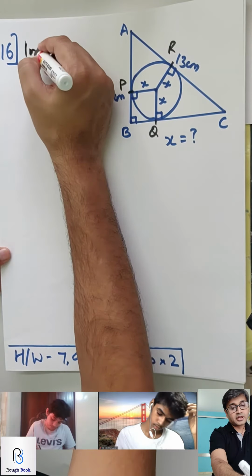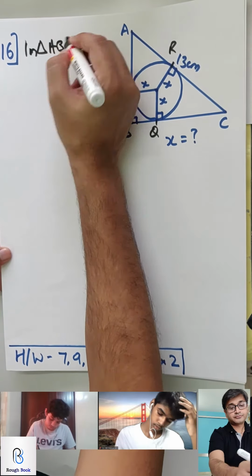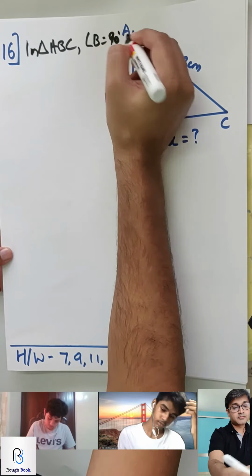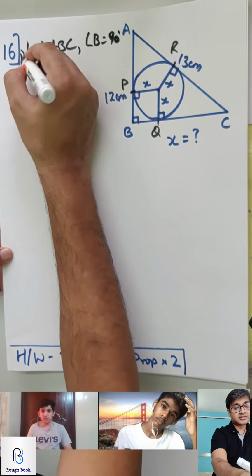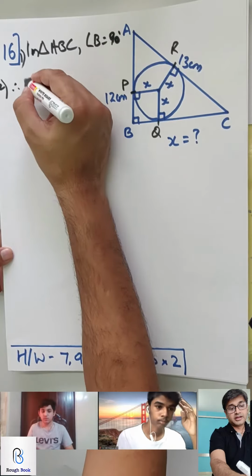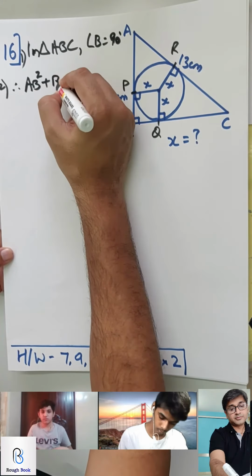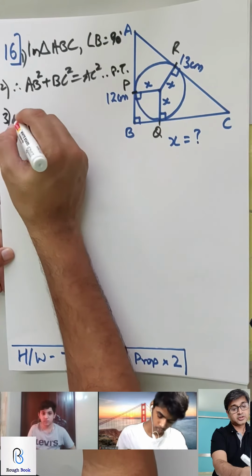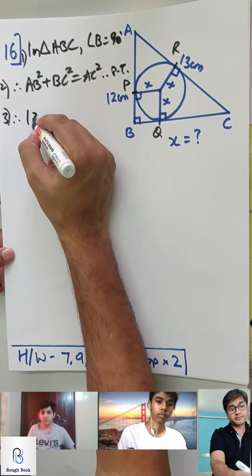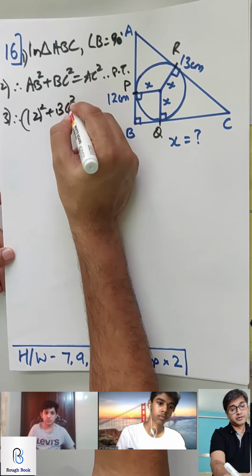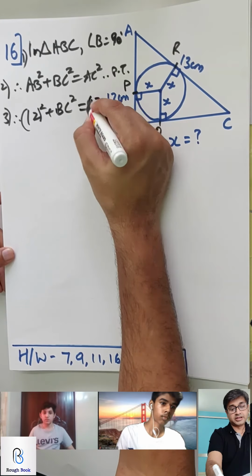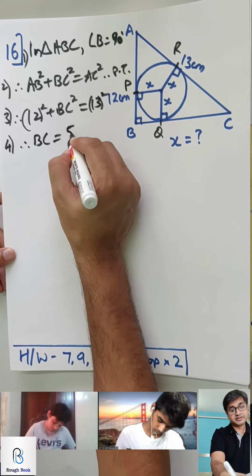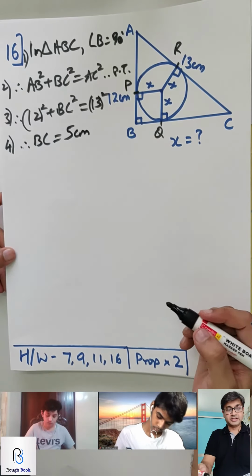So in triangle ABC, angle B is 90 degrees, and therefore this is step 1. Step 2, therefore AB square plus BC square equals AC square by Pythagoras theorem. So AB is 12, BC is unknown, and AC is 13. So you will get BC as 5 centimeters. So we got the entire BC.